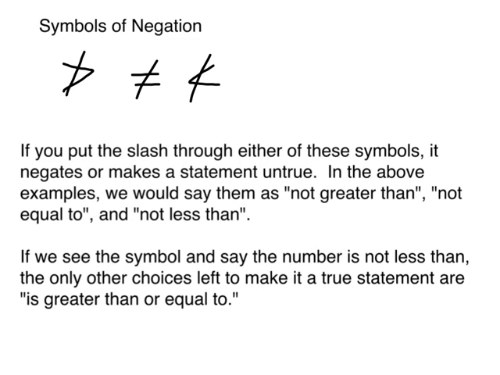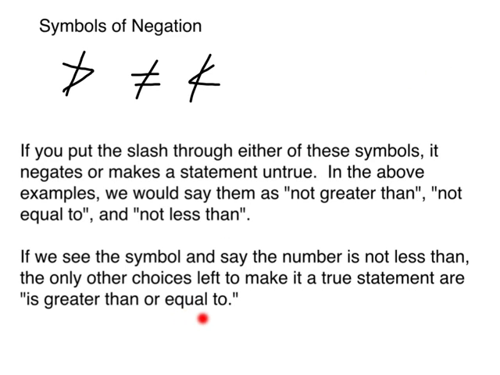Symbols of negation. Negation, negative, they sound alike. Negative, opposite of, we've learned in math. So if you put a slash, like we have here, through either of these symbols, it negates or makes that statement untrue. So in the above examples, we would say that, for instance, this is not greater than, not equal to, not less than.